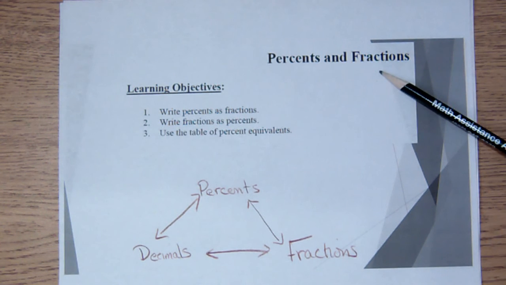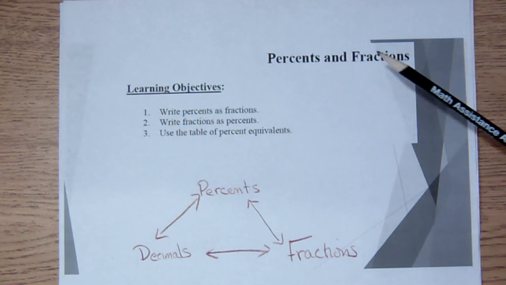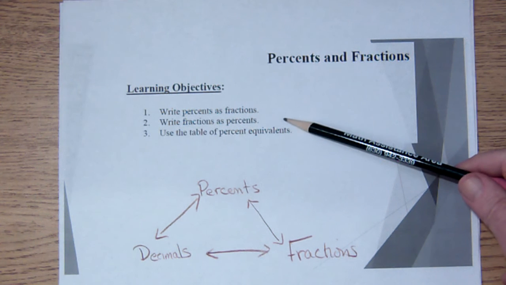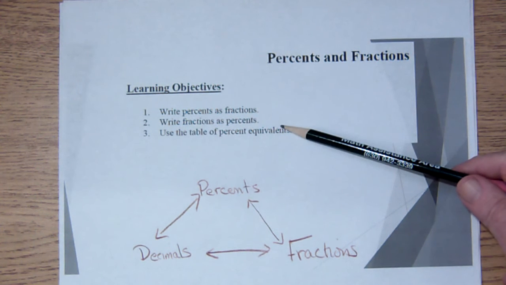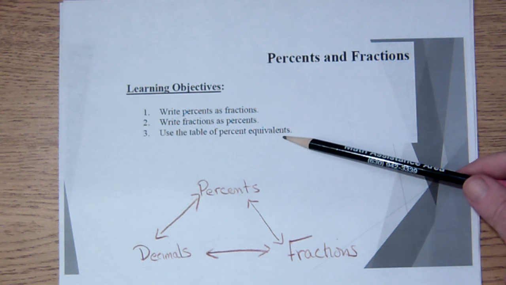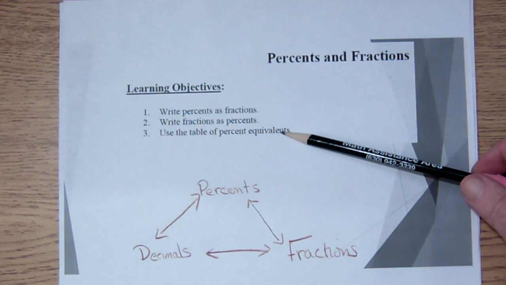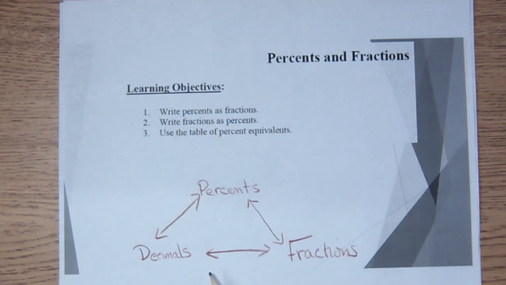Today's topic is percents and fractions. So the objectives are we will write percents as fractions, we will write fractions as percents, and we will learn about a table of percent equivalents that frequently is used. Now this is part of the ongoing effort where we will change percents to fractions and back and forth, and decimals to fractions back and forth, and decimals to percents back and forth. So you really want to be proficient at all of these as you go forward.